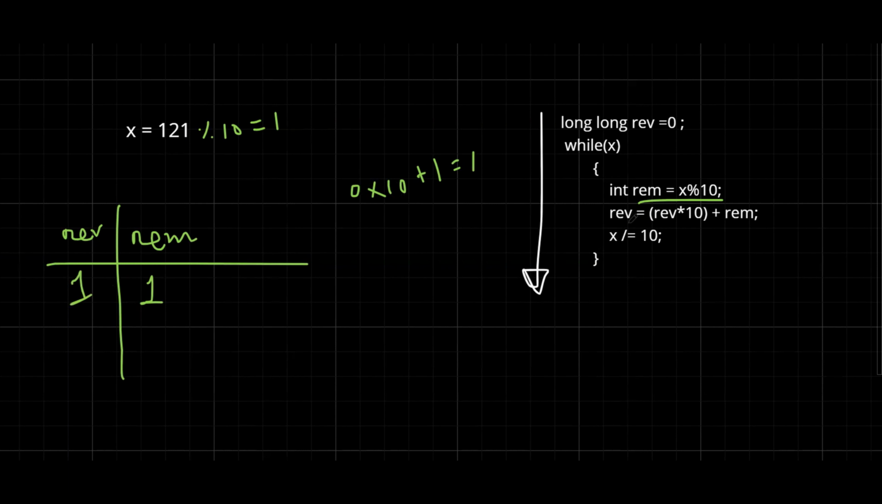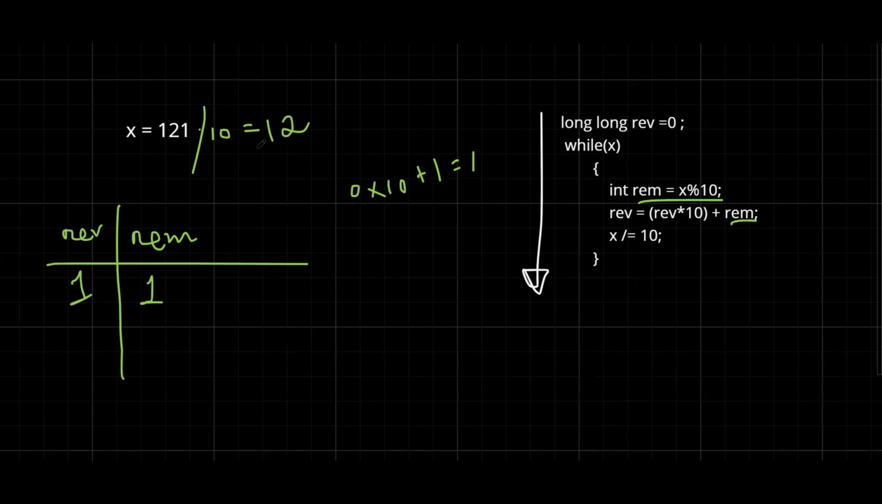The calculation is reverse is equal to reverse into 10 plus remainder. So here at first reverse is 0. We multiplied it by 10 and added the remainder. So the value will be 1. Now we have to divide x by 10. So if we divide 121 by 10, the answer will be 12. Now our x is 12. And again, we have to find the remainder.